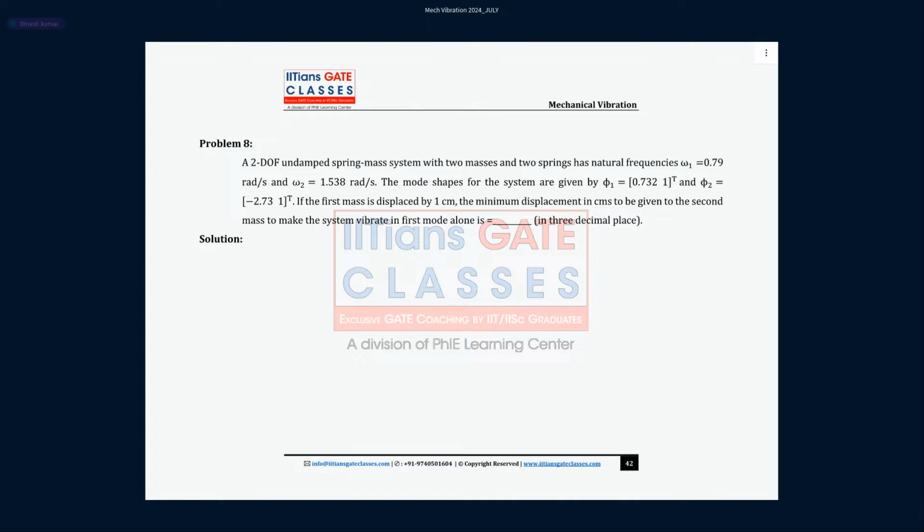Okay. So now the next question, read guys what it says. A 2 degree of freedom undamped spring mass system with two masses and two springs has natural frequency omega 1 and omega 2. Again in this question there will be no role of omega 1 and omega 2. The mode shapes for the systems are given by phi 1 and phi 2. If the first mass is displaced by 1 centimeter, the minimum displacement in centimeters to be given to the second mass to make the system vibrate only in first mode.